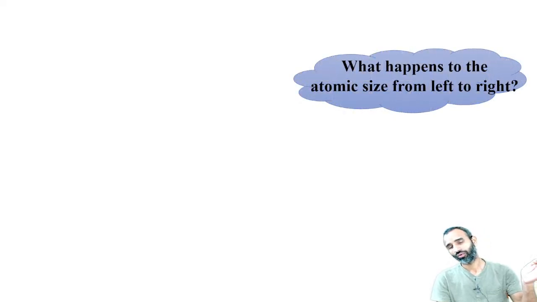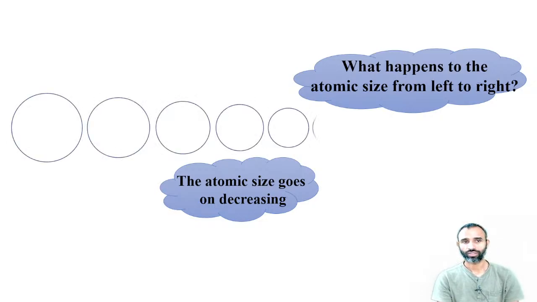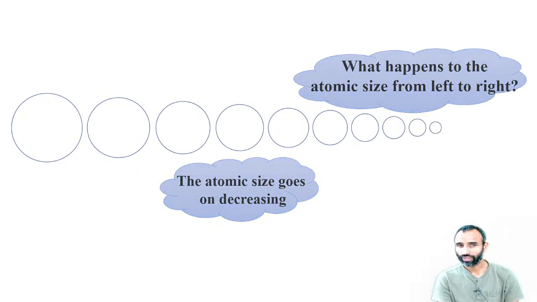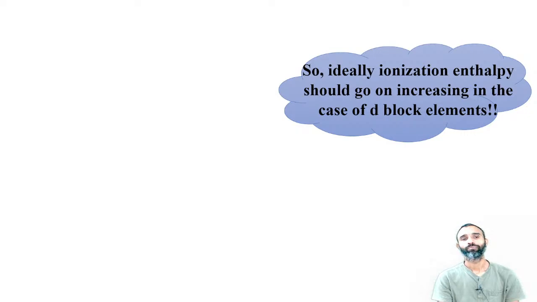So when we go from left to right, what happens to atomic size? It decreases. So ideally, there should be an increase in ionization enthalpy because size decreases, so electrons are tightly held by the nucleus. At the same time, nuclear charge also increases.